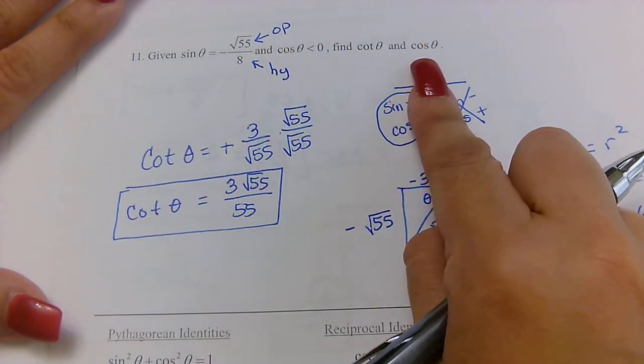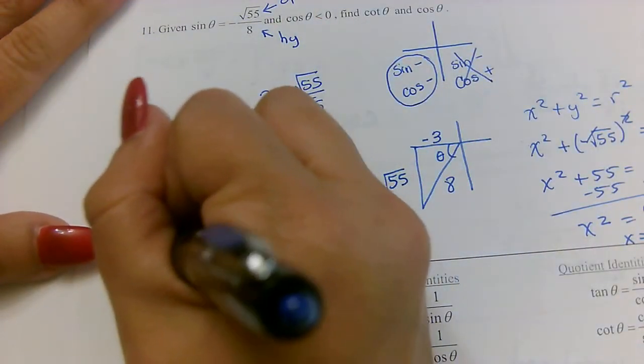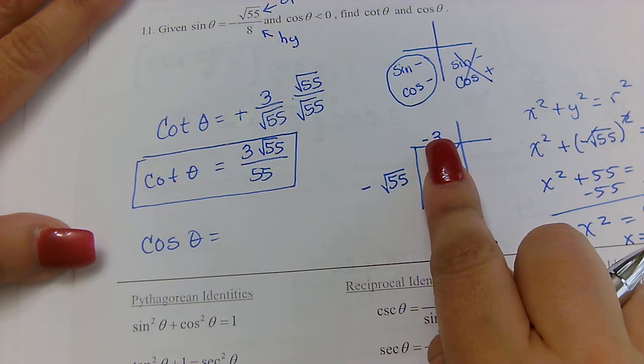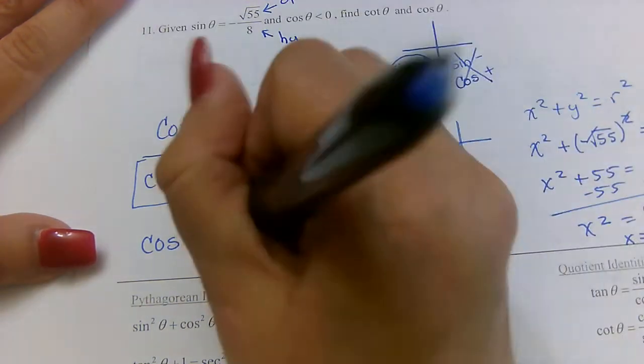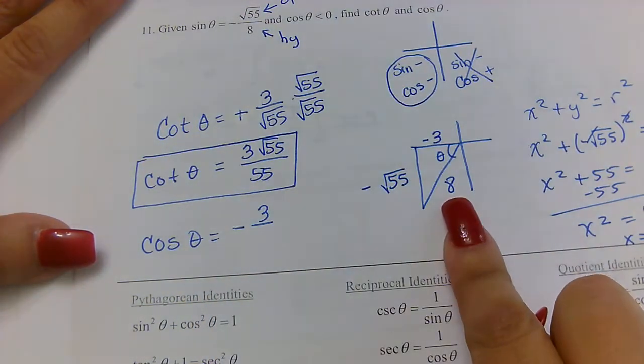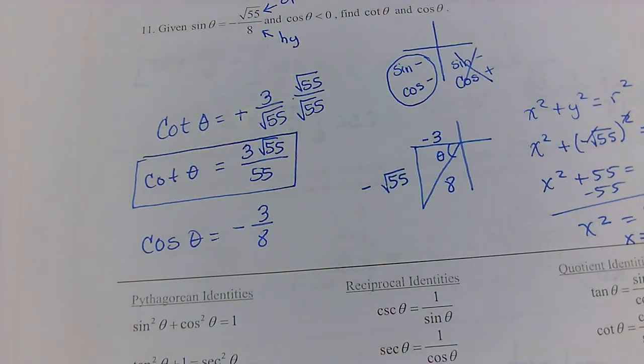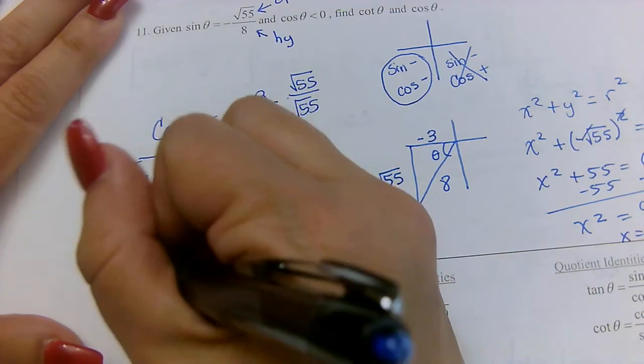Okay, our other one is cosine. Cosine's a little bit easier. Cosine is going to be adjacent, which is -3, over our hypotenuse, which is 8. Okay, all right, and there you go. You're done with that one.